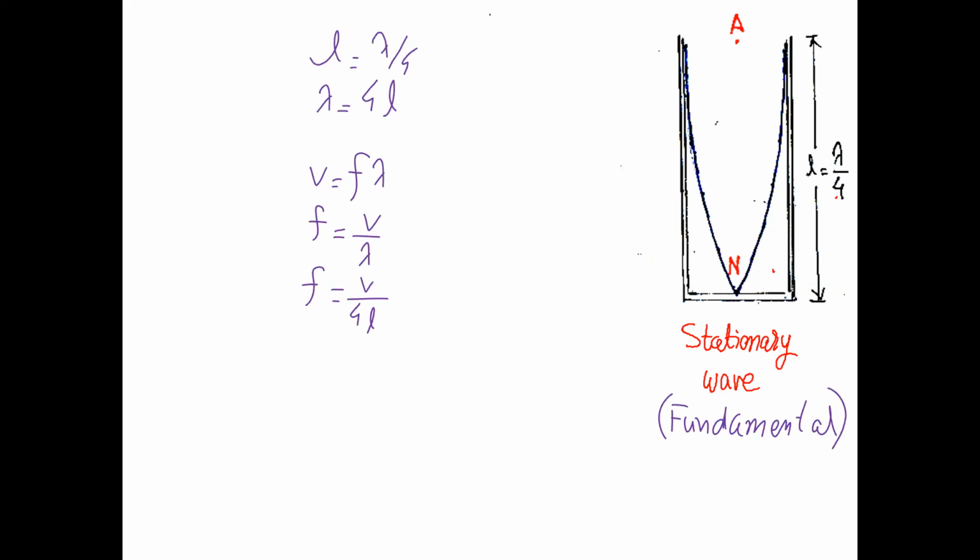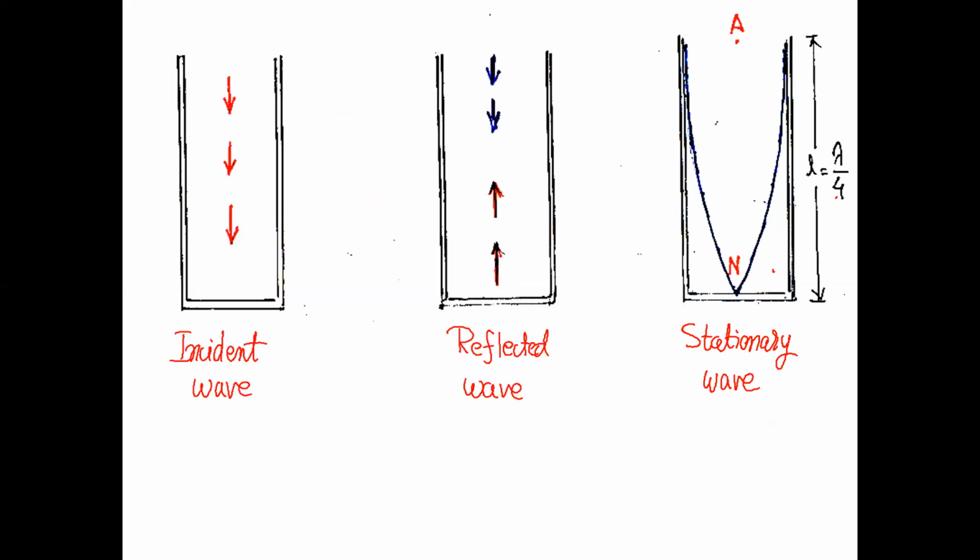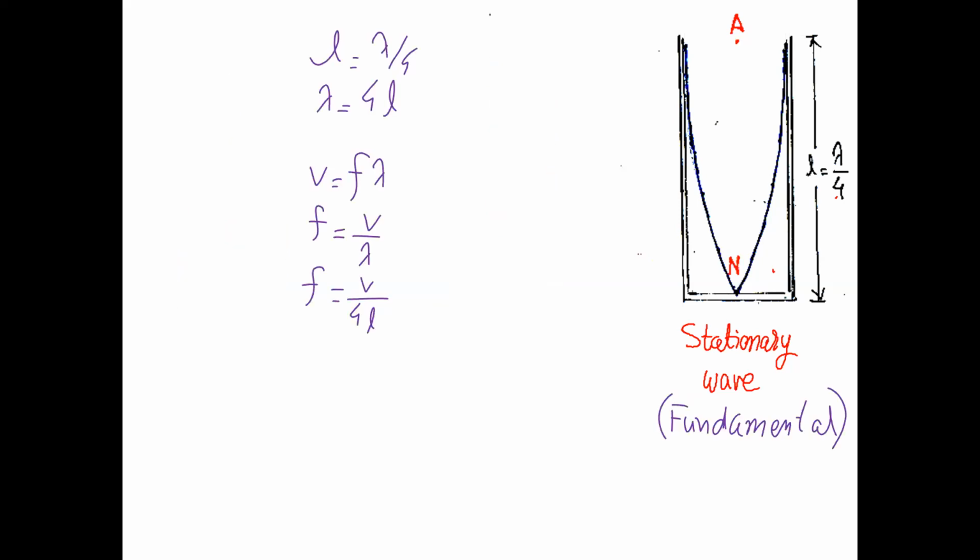Now, as I mentioned when we were discussing stretched strings, L is equal to lambda upon 4. It's a stationary wave. This is called the fundamental node. There is always a node on the closed end, and there is always an antinode on the open end. So L is equal to lambda by 4, and you can rearrange it. You have already copied this diagram, so you have to update it and copy this calculation also. Done, sir. Good.